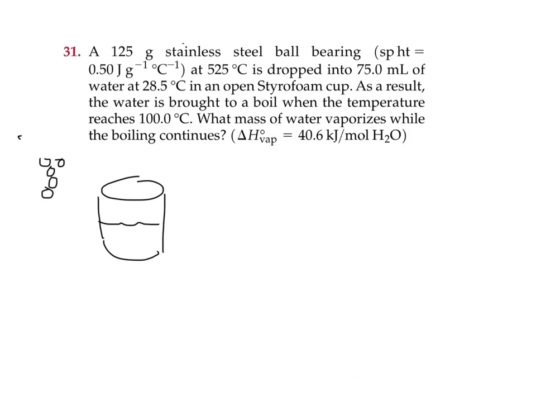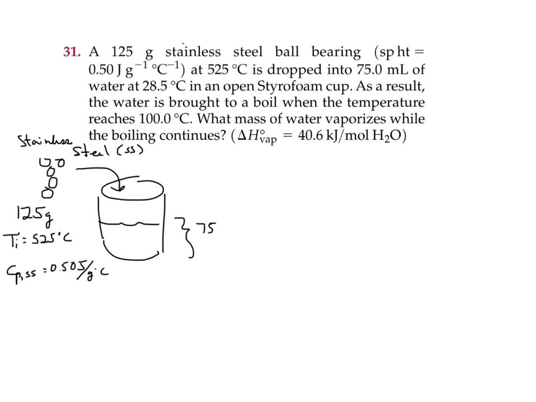The last one that I had time for is basically you're dropping these stainless steel balls into some water. The initial temperature of the stainless steel balls is given. The specific heat of the stainless ball is whatever stainless steel is. Specific heat is given. The volume of the water you're dumping it into is given. Of course, we can get to the mass of the water using density. The initial temperature of the water is given. That's 28.5 degrees Celsius. And the specific heat of water you already knew.